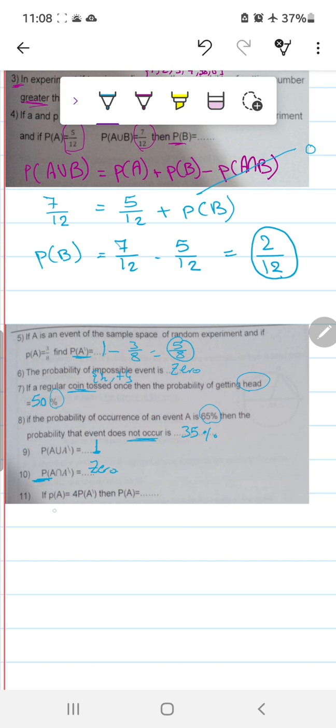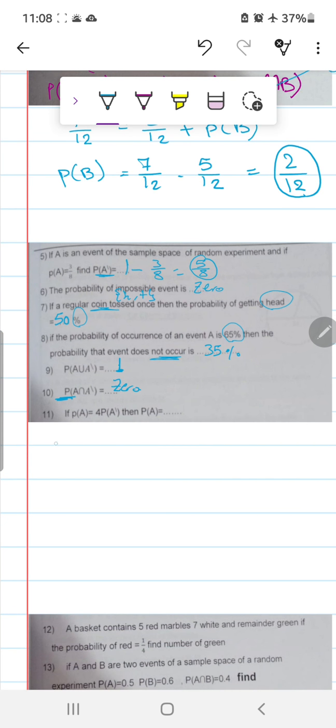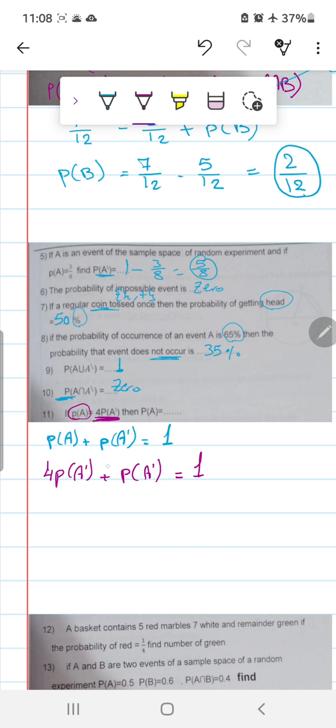Okay, finally, if the probability of A equals 4 probability of A complement, then probability of A equals what? In the rule here, as we said, probability of A plus probability of A complement equals 1. Remove probability of A and we have a new name: 4 probability of A dash, and write probability of A dash as it is, equals 1. Here 4 probability of A dash plus probability of A dash. A dash here is like x.